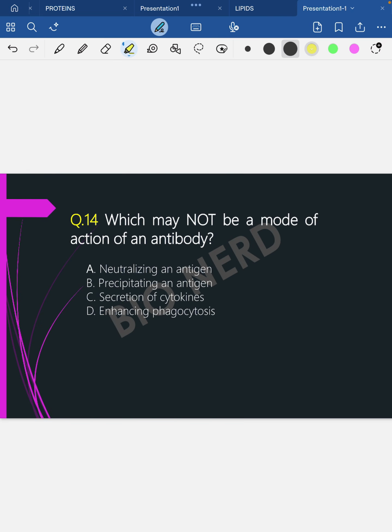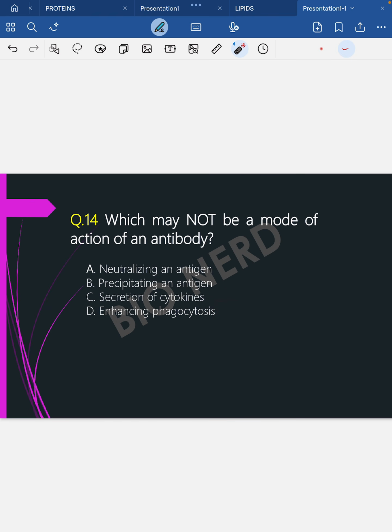Question number 14. Which may not be a mode of action of an antibody? So listen, what is the function of antibody? Number one, antibody binds to the antigen and forms an antigen antibody complex, and that antigen antibody complex is phagocytosed by the macrophages. So we can say that it enhances phagocytosis. Enhanced phagocytosis is a function of antibodies, so it will not be the right option, because he is asking which may not be the mode of action. It is the mode of action.